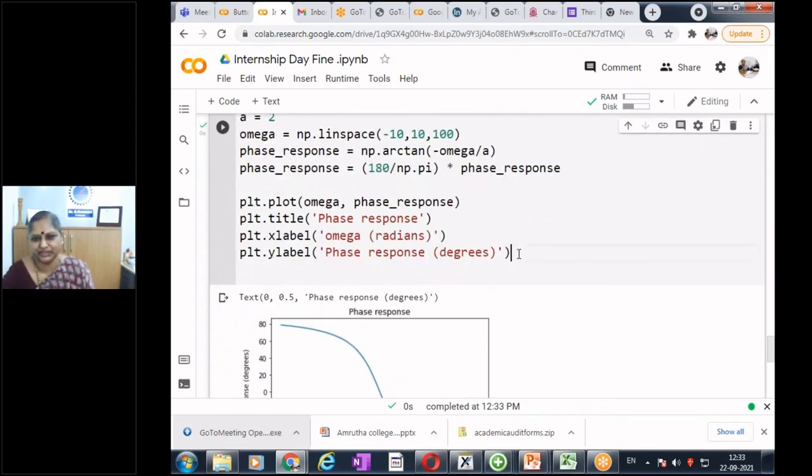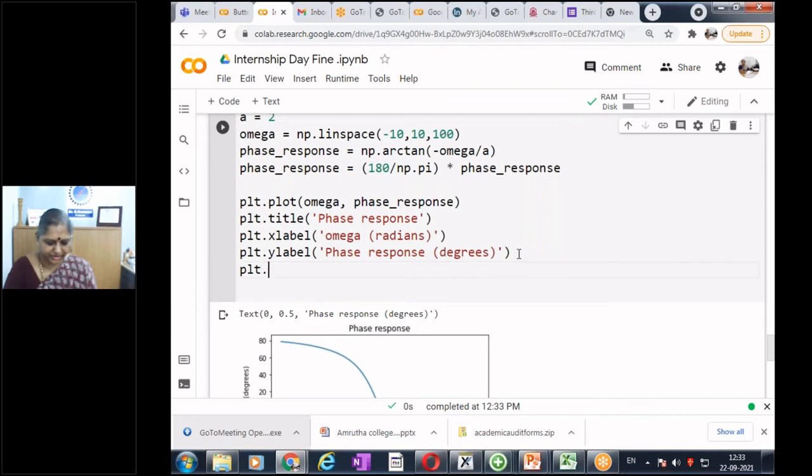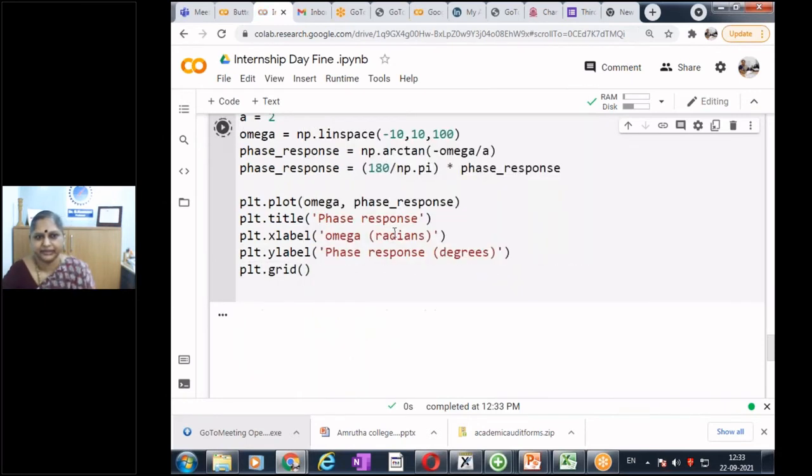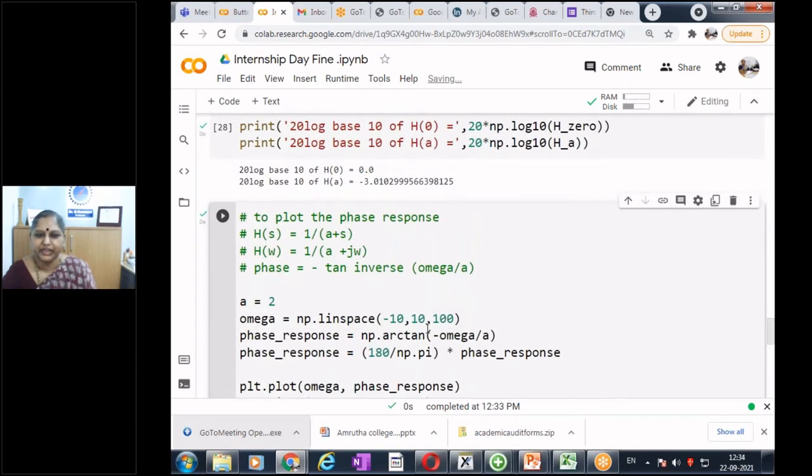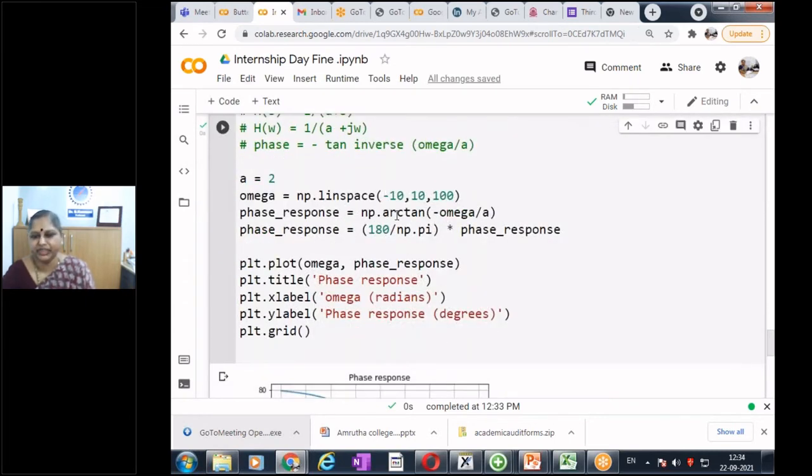Okay, we always put the grid also. plt dot grid. It's just that, and then run it. So this is what we got. See the angle. It's only around 80 degrees, plus minus 80 degrees. Let us go a little further. Now, when I'm running my omega from minus 10 to plus 10, I'm not able to show that my response actually goes from minus 90 to plus 90.